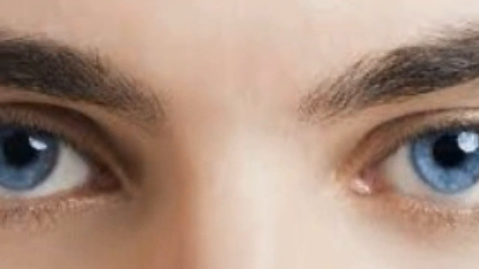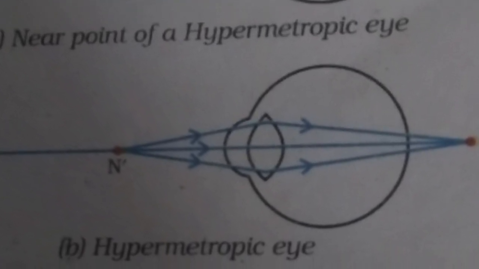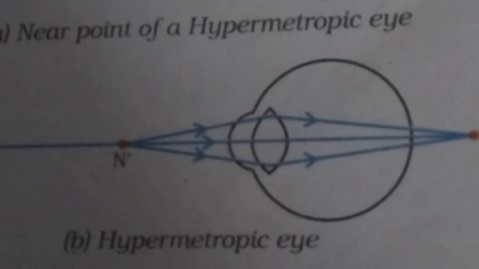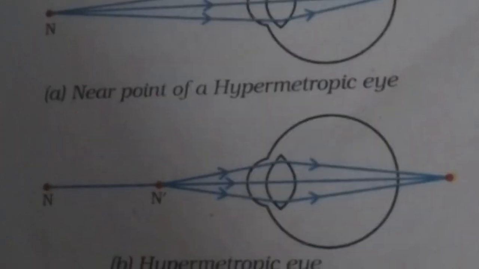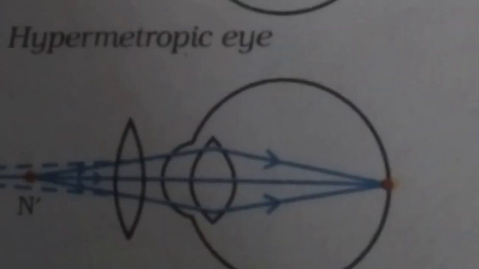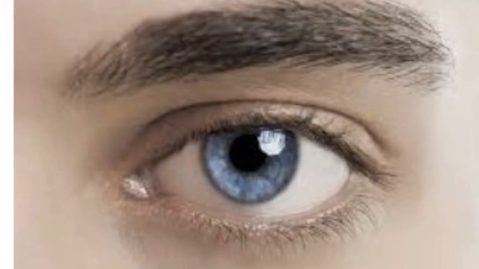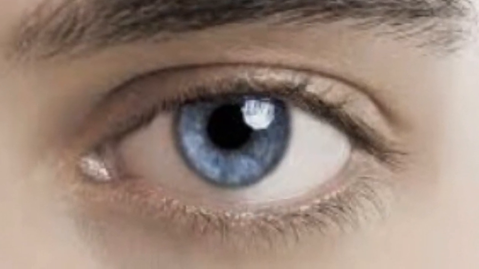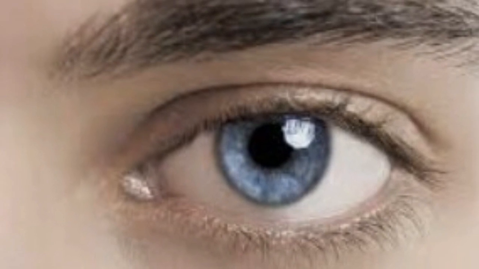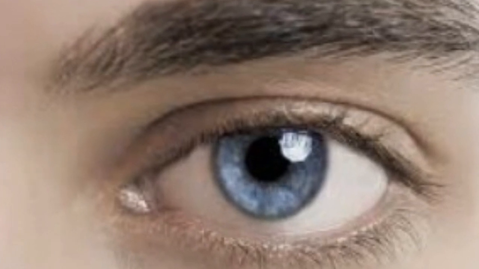Because for the person suffering from hypermetropia, the focus falls beyond the retina, as you see in the picture. So how can this be corrected? This can be corrected by a convex lens. It arises because the focal length of the eye lens is too long or the eyeball has become too small. As I told you, it is corrected by a convex lens.